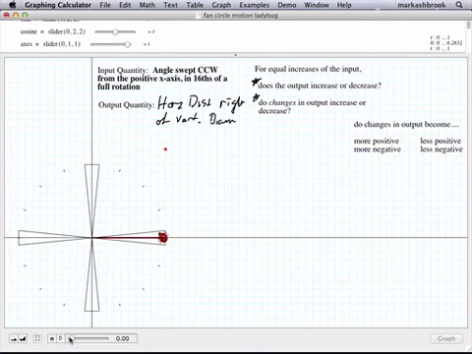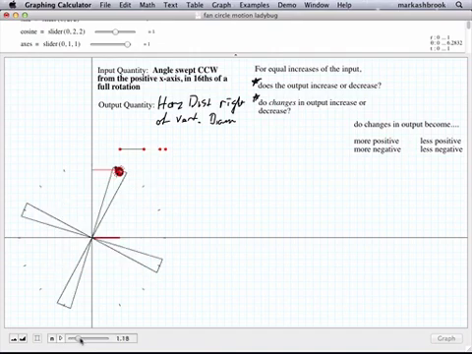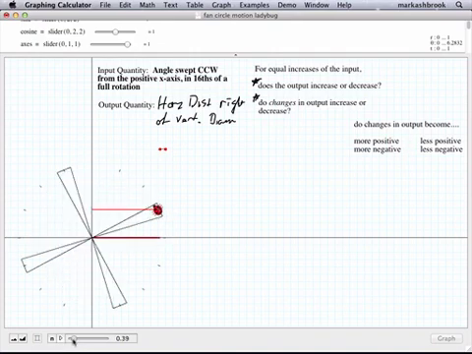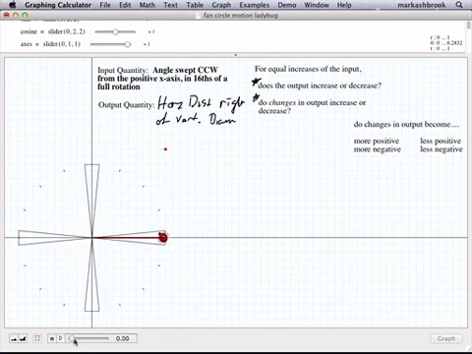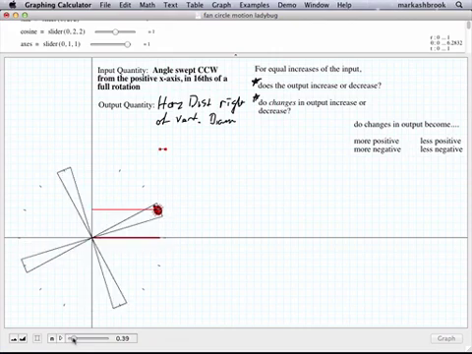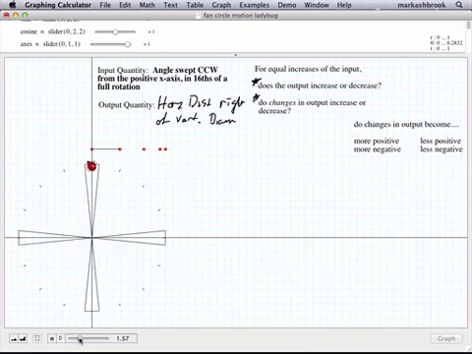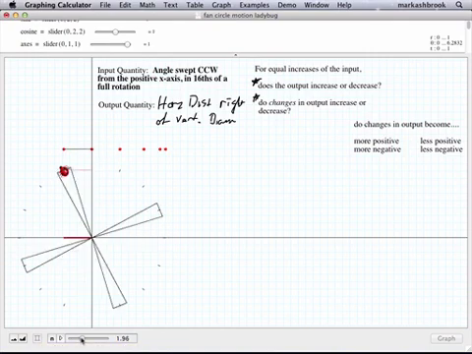More or less, everyone think about it to themselves or talk to a person next to you. Are they becoming more or less negative or positive? Go. All right, what did you conclude? More or less negative or positive? More negative. Therefore, decreasing changes. Okay, next part. One more part. Here we go.